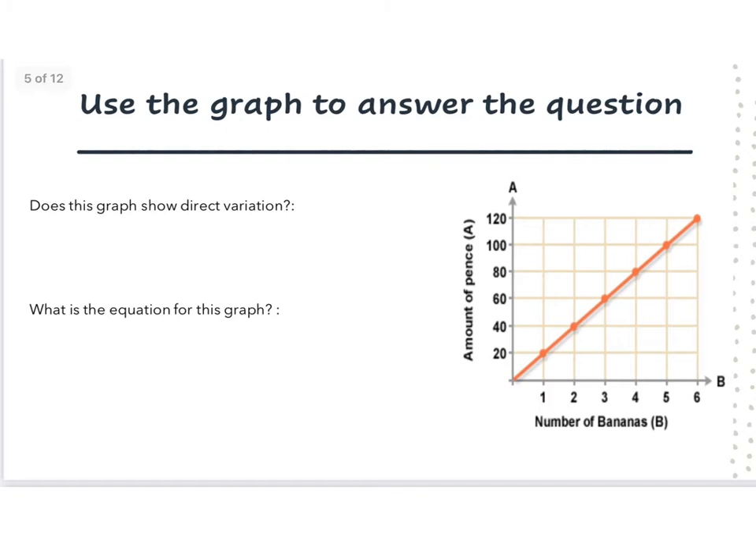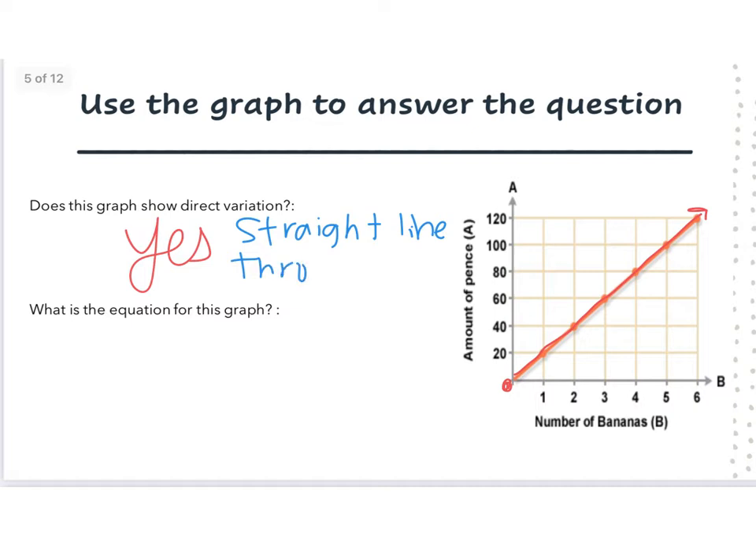All right, this one says use the graph to answer the question, does the graph show direct variation? If you think back to our notes, the two things that had to be true for a graph to be representing direct variation is it has to be a straight line and it has to go through the origin. This is definitely a straight line, even though it is diagonal, and it does go through the origin, which would be here. So the answer would be yes. And again, you can point out it's a straight line through the origin.